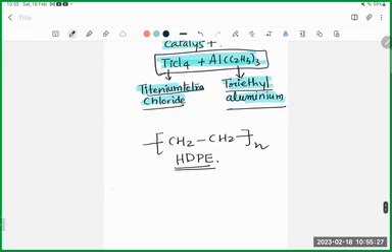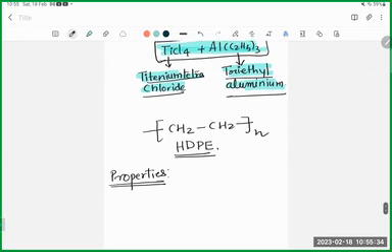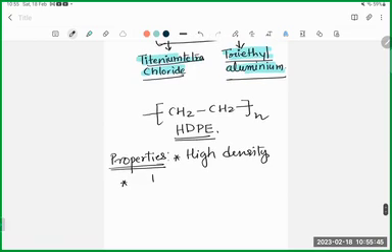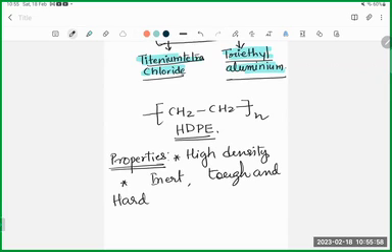Now the properties I'll talk about, and the uses can be connected from the properties. The first property, they have high density. Second property, they are also inert. They do not react. They are tough but hard. They are also tough and hard, yet flexible in nature.